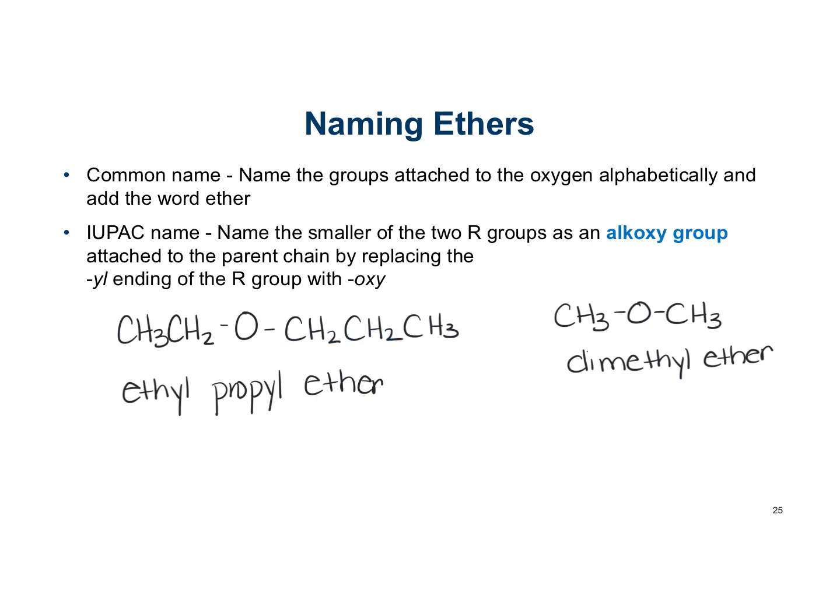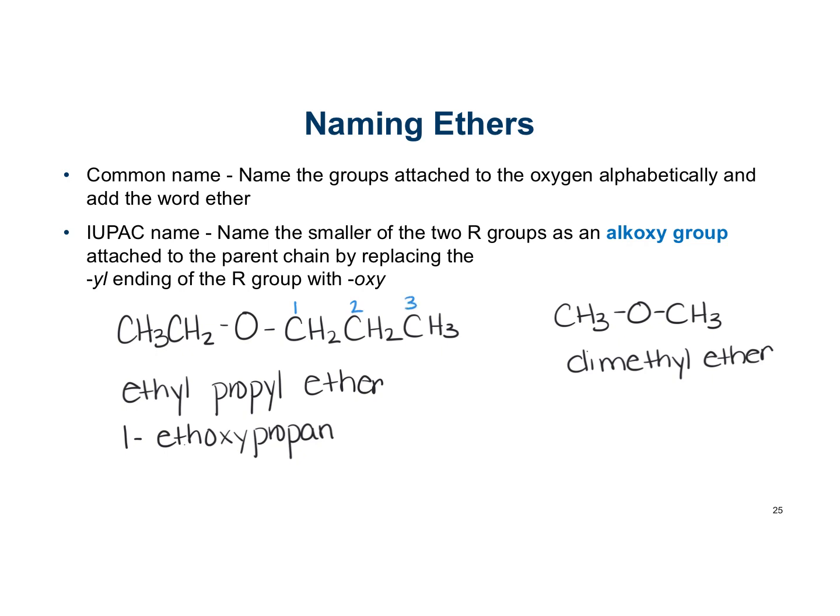And so what we would call this is 1-ethoxypropane, because the 1 is showing, hey, look, this ethoxy group is attached to the first carbon there of propane.